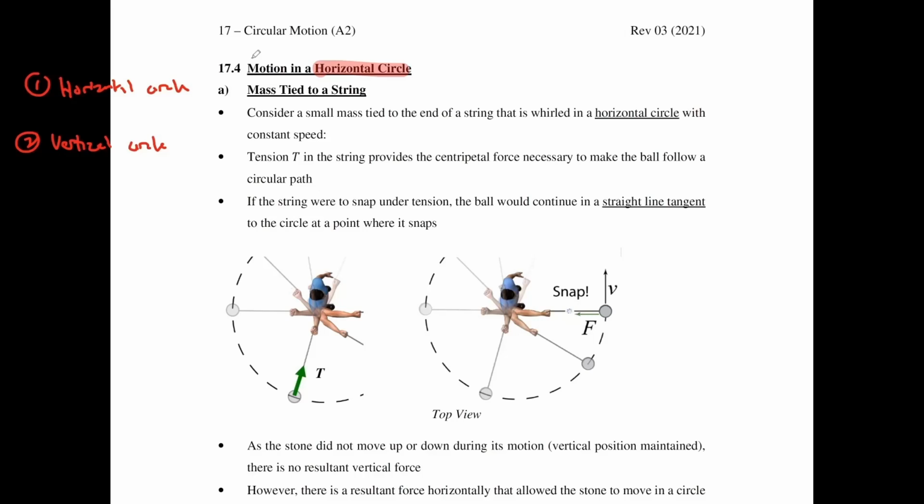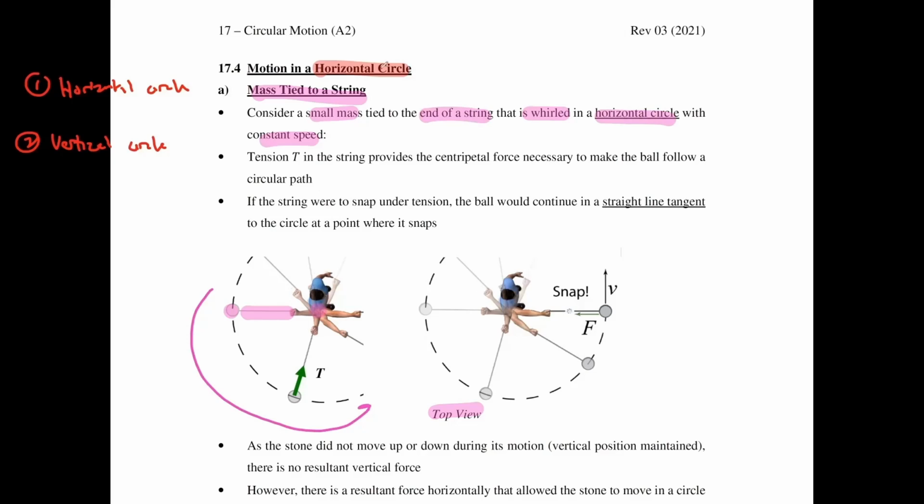So we first talk about a mass that is tied to a string. Now we consider a mass that is tied to the end of a string that is swung in a horizontal circle with constant speed. So this is a top view where a person is holding a string attached to a mass and is trying to swing it, say, in this direction in a circle.